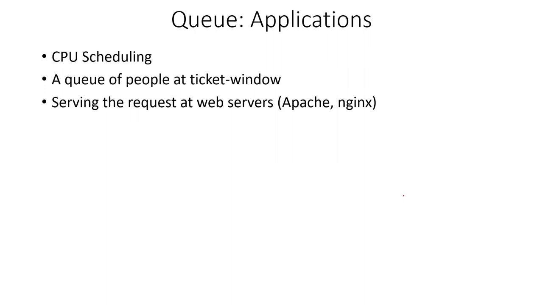Next is applications, so where we can use a queue. First one is in CPU scheduling. In CPU scheduling, each task is served in first in, first out order. And the next is, for example, when we want to create software where we want to provide the line for the people at the ticket window, we can use a queue as our data structure. And also web servers such as Apache and Nginx, where each request is served in first in, first out order.